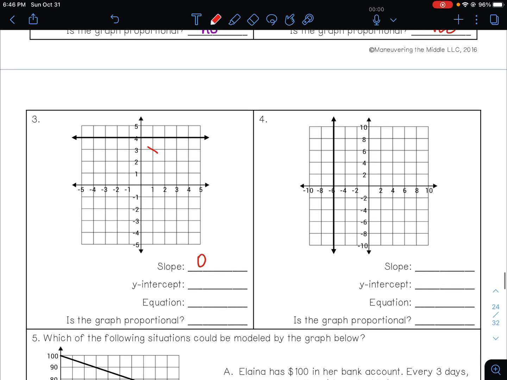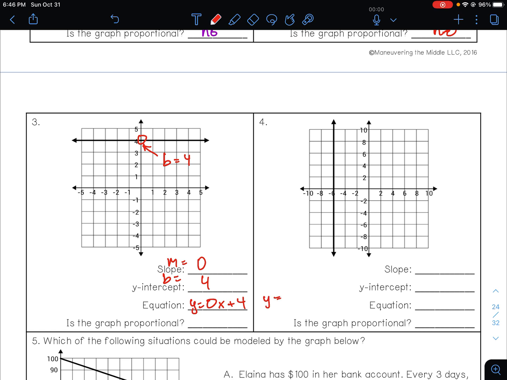My y-intercept is still right there, and that b is 4. So m is 0, b is 4. And the equation, you may be thinking, isn't that y equals 0x plus 4? Well, yeah, but 0 times x is 0. So if you were to simplify it, that'd be y equals 0 plus 4. And what is 0 plus 4? It's just 4. So that's our equation, y equals 4. Is the graph proportional? Does it run through (0, 0)? It does not. So no.